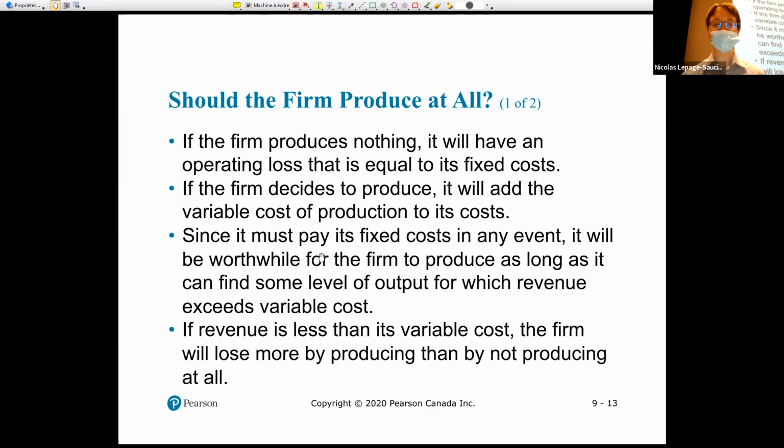Yeah, so all of these, if you just read this, then it doesn't ring a bell too much, but knowing what we've seen so far, it makes total sense. So it must pay its fixed cost in any event. So the only question is, is it worth it to produce and add additional costs or not?